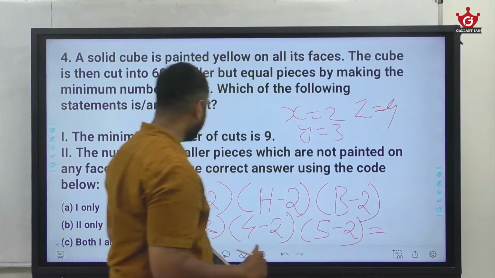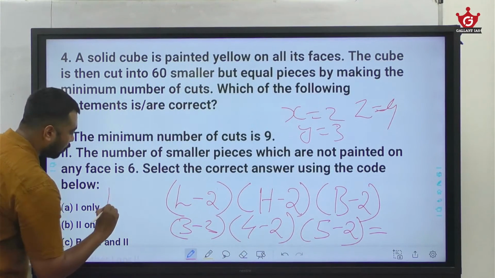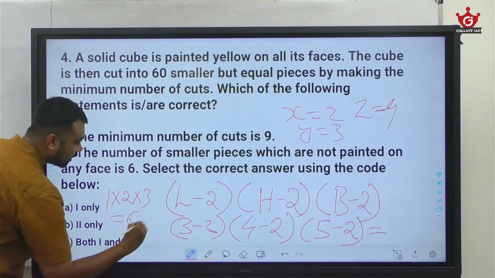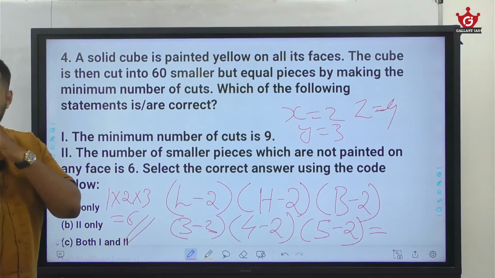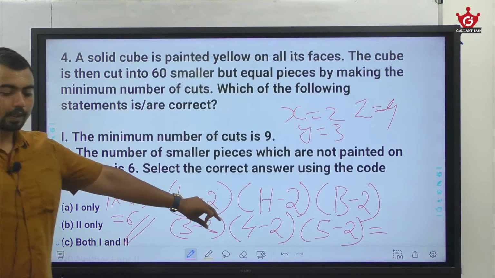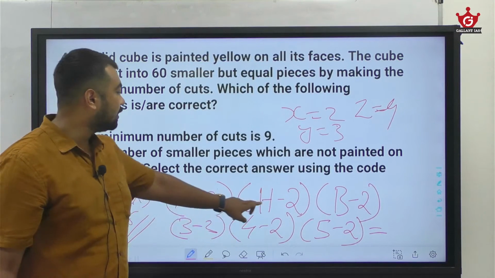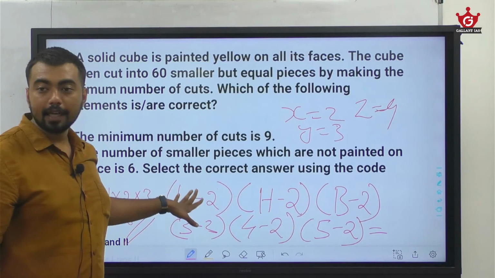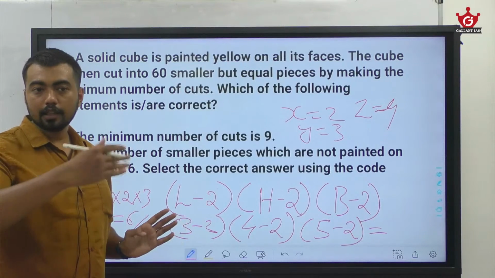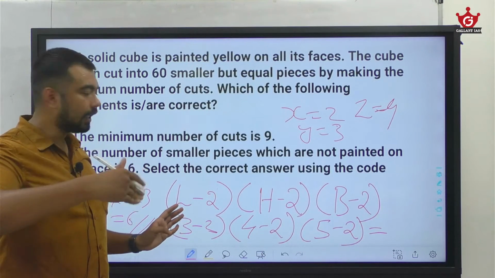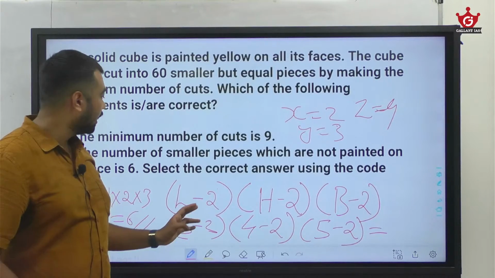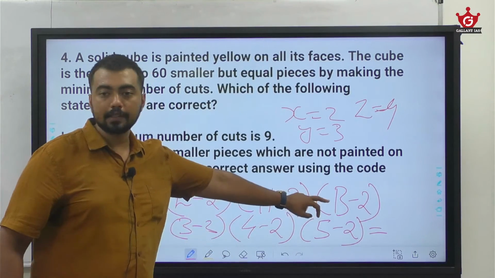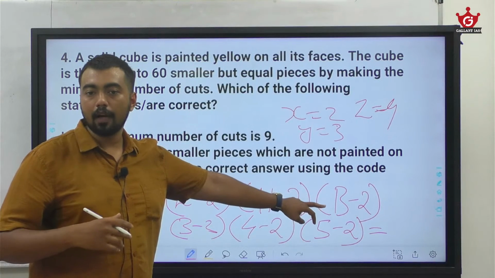What is the resulting number? The resulting number is 1 into 2 into 3, which is 6. The key is knowing this equation and what L, H and B stand for. L stands for the number of pieces along the lengthwise, H the number of pieces along the height-wise, and B represents the number of pieces along the breadth-wise.